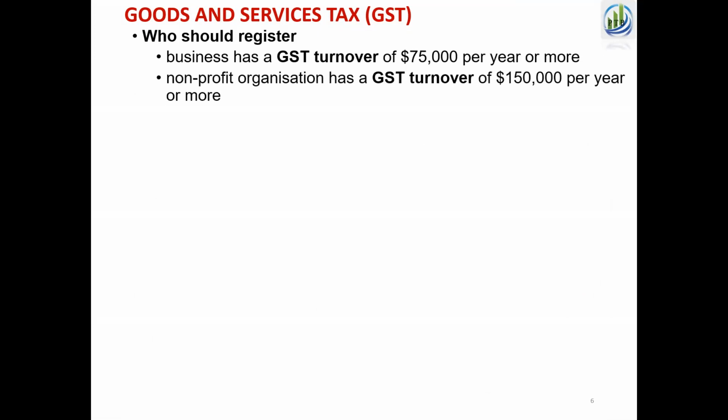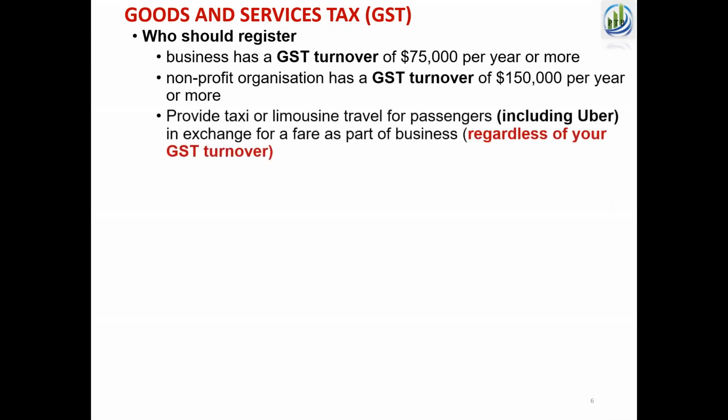For a non-profit organization, the GST turnover limit is $150,000. However, if you are providing passenger transport, like a taxi, Uber or limousine, you are required to have GST registration regardless of your GST turnover. For example, if you have $60,000 in your Uber business, you must register because that's mandatory. Regardless of your turnover, you must register for GST, right?